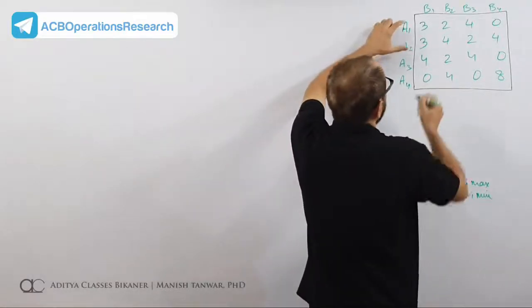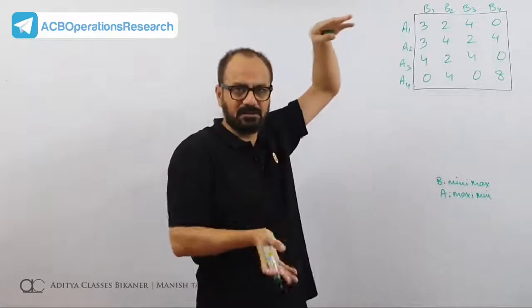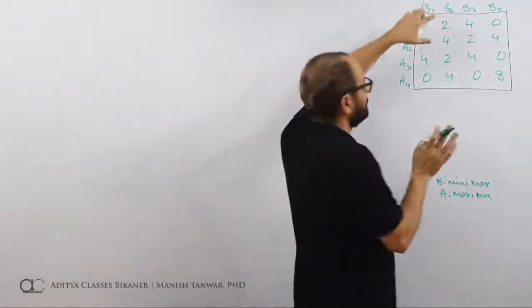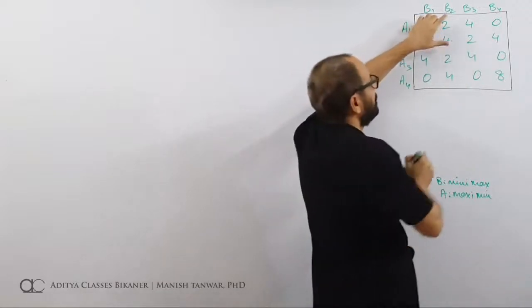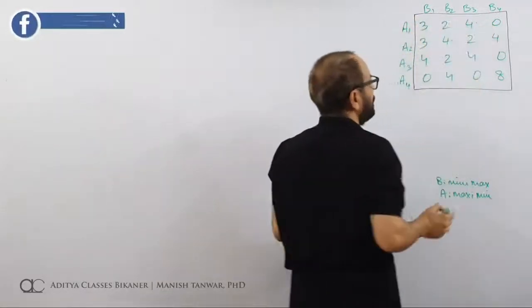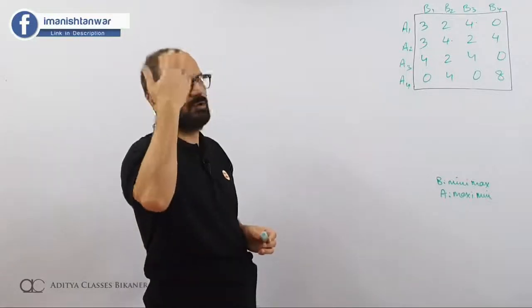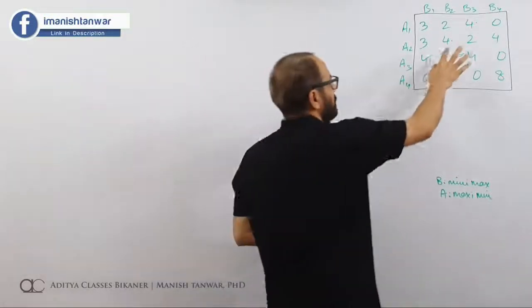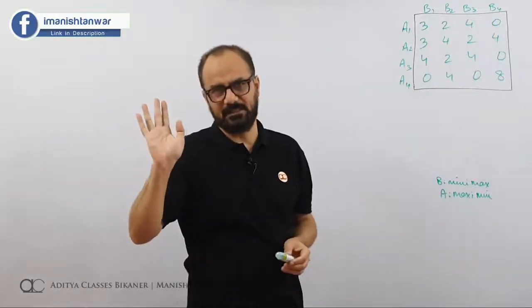Now, A1 against A2: 3, 3. I'll keep my opinion reserved, I'll not jump to this 3 or the second 3. Then 2, 4: I'll go with 4 definitely because I'm comparing rows. 4, 2: I'm going with this 4. So dominance cannot be reached because in one case I'm taking A2, in another case I'm taking A1. There is no dominance between A1 and A2.